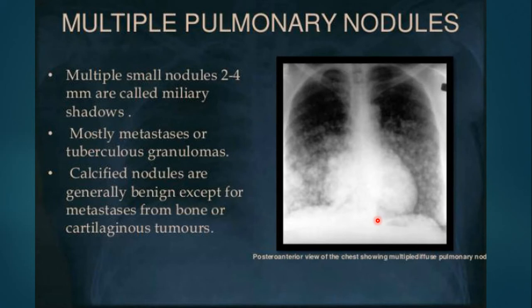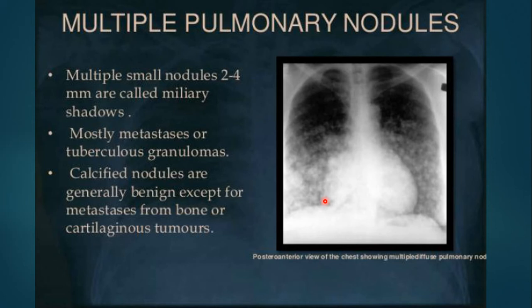What about multiple pulmonary nodules? So if we see a single pulmonary nodule, we know what to look for. Multiple pulmonary nodules, for example, here you can see innumerable nodules, big ones, not miliary. This is not miliary, this is larger than miliary. Miliary is 2 to 4 millimeters. These are maybe 1.5 centimeters each. If there are small nodules like 2 to 4 millimeters, we call it miliary, but this is not miliary.